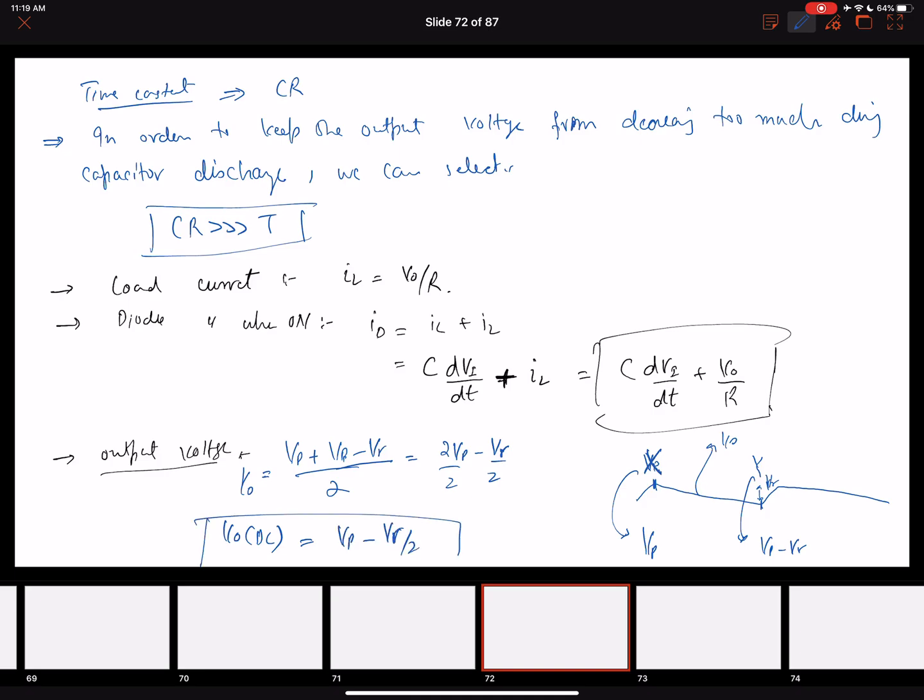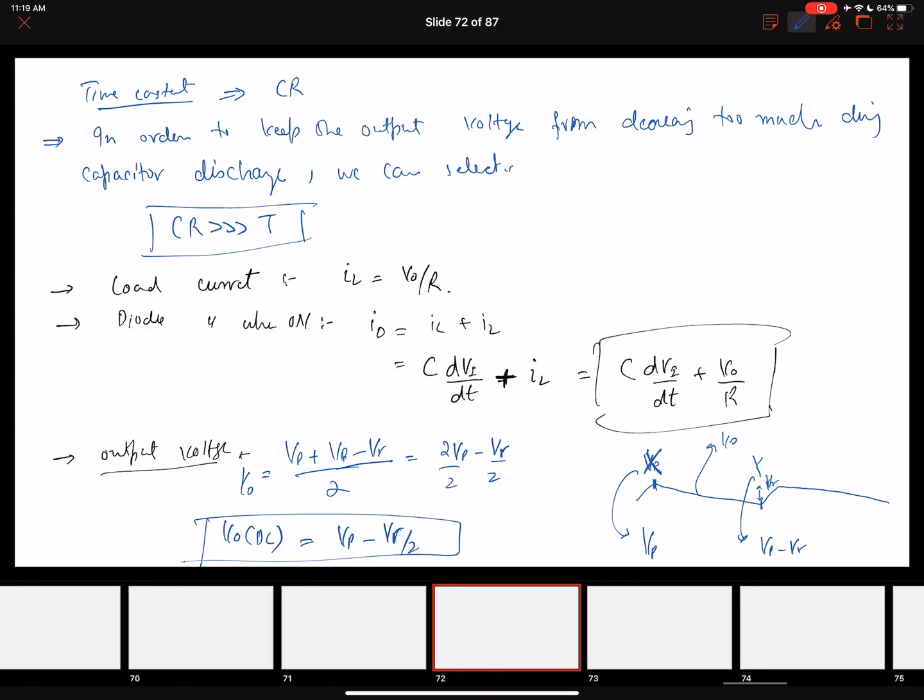All right, so this is the DC output voltage that we have for the waveform. Okay. All right, so now let's find expressions for the value of the VR ripple voltage. I'm just finding the value of VR and the diode currents, the maximum diode current and the average.